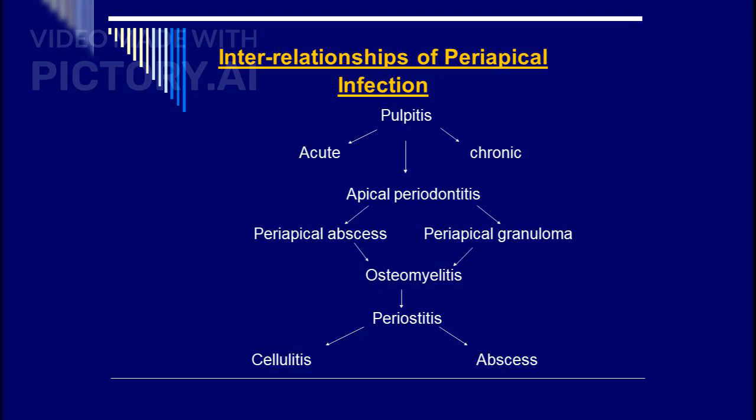Periapical infections can progress from pulpitis to conditions like osteomyelitis, illustrating the interconnected nature of dental pathologies.